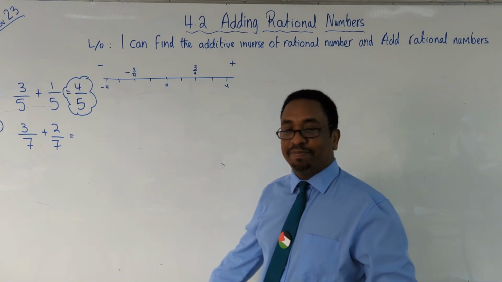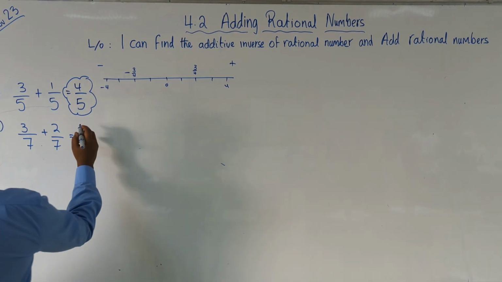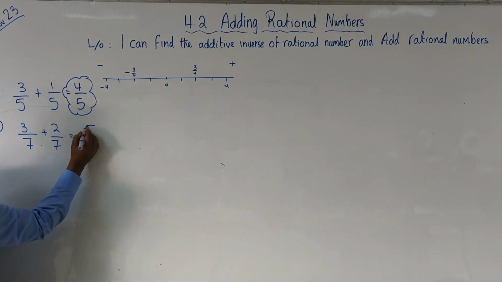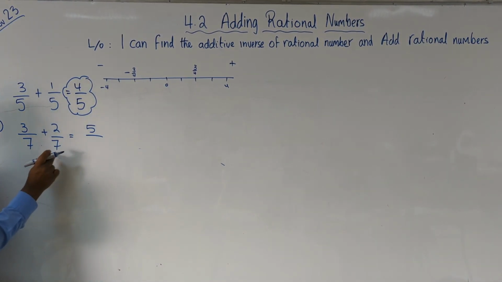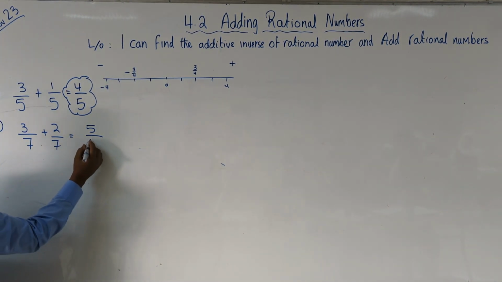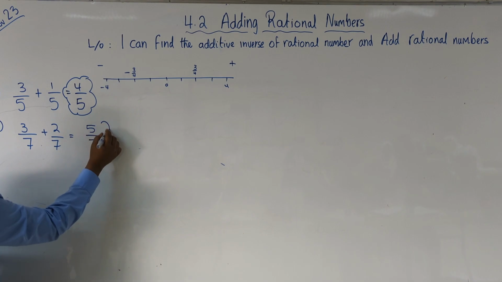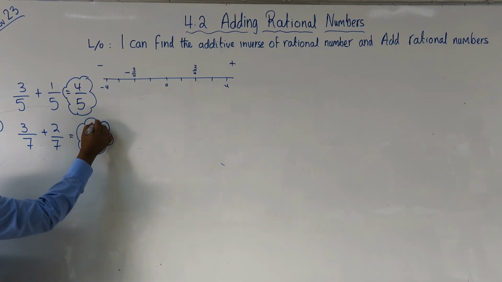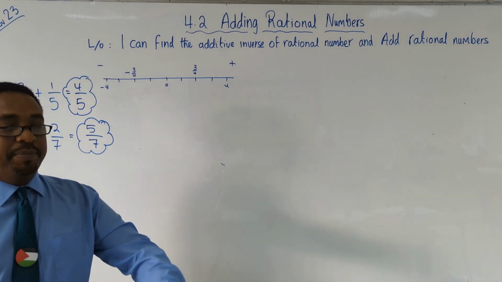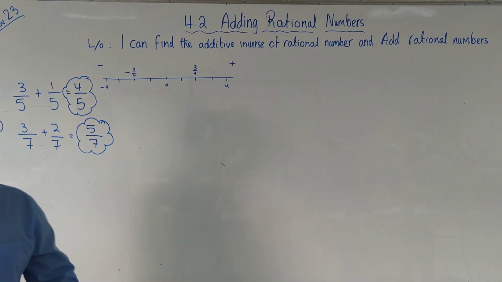Aisha, what will you do? I got 5 over 7. Exactly. So you add the numerators. That will be 5. Denominators, as long as they are the same, we don't need to change anything. So the answer will be 5/7. So this is correct. You guys understand that? Is that all clear? Now let's make it slightly harder.